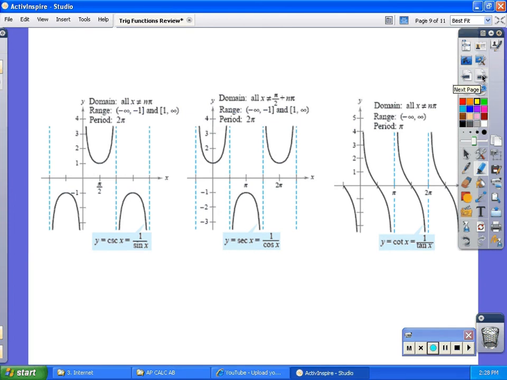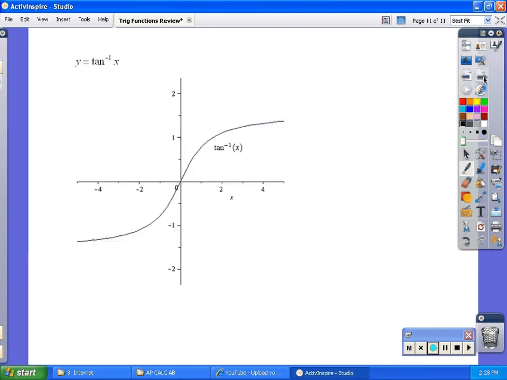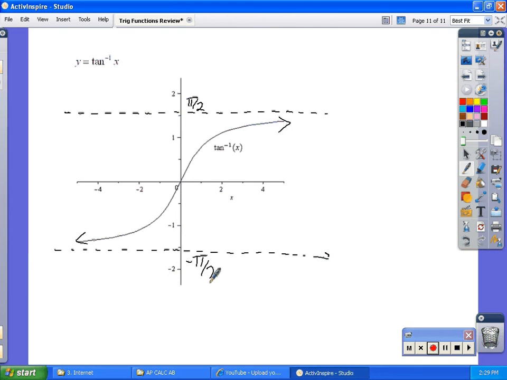After that, I gave you the inverse function graphs. Okay, these do not go on forever. These have points here and here that stop, here and here that stop. And the last one is tangent. And the thing about tangent is that at pi over 2, which is about 1.57, you actually have an asymptote. And at negative pi over 2, you have an asymptote. So that is my extremely fast review for our pre-cal concepts.